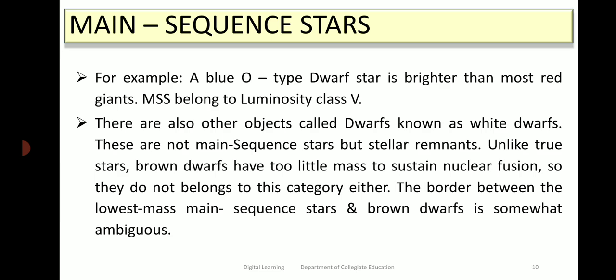There are also other objects called dwarfs, known as white dwarfs. These are not main sequence stars but stellar remnants. Unlike true stars, brown dwarfs have too little mass to sustain nuclear fusion, so they do not belong to this category either. The border between the lowest mass main sequence stars and brown dwarfs is somewhat ambiguous.